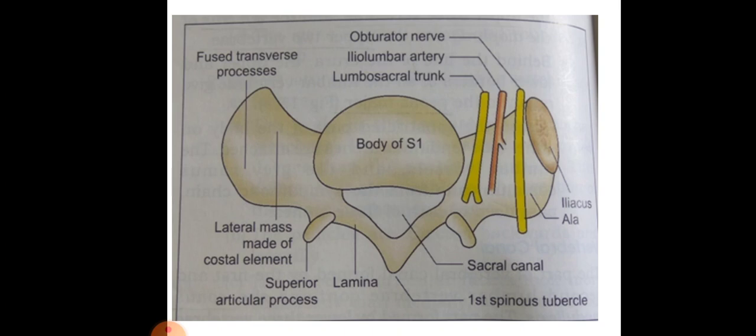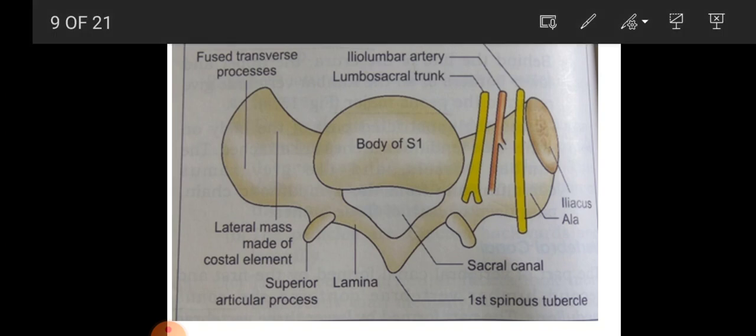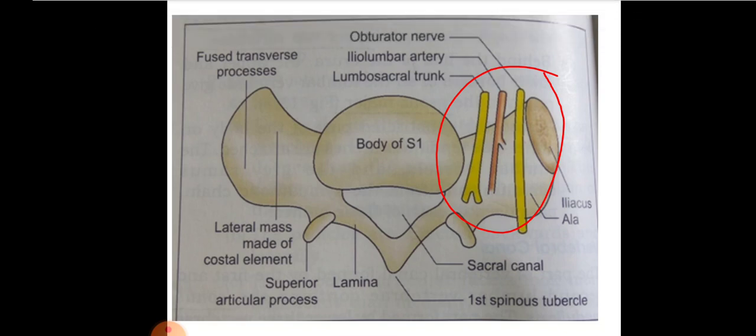This is the superior view of the sacrum. Here we can see the body of S1 vertebra, and on the ala of the sacrum, these are the neurovascular structures. From lateral to medial, the lateralmost structure is the obturator nerve. Then medially you have the iliolumbar artery. Then the medialmost is the lumbosacral trunk, and more medially we have the sympathetic chain. So these are the neurovascular structures at the ala of the sacrum.